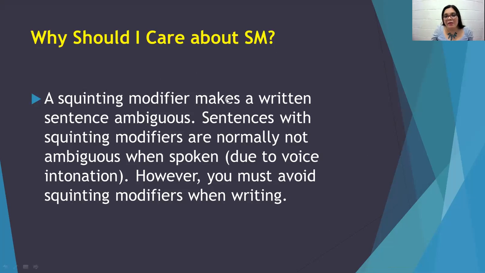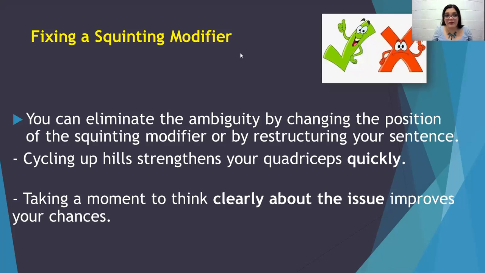Why should we care about squinting modifiers? A squinting modifier makes a written sentence ambiguous. Sentences with squinting modifiers are normally not ambiguous when spoken. The same thing happens with misplaced modifiers or dangling modifiers. When you speak, you probably can correct that, and it is voice intonation that clarifies the meaning. However, you must avoid squinting modifiers when writing because they cause confusion.